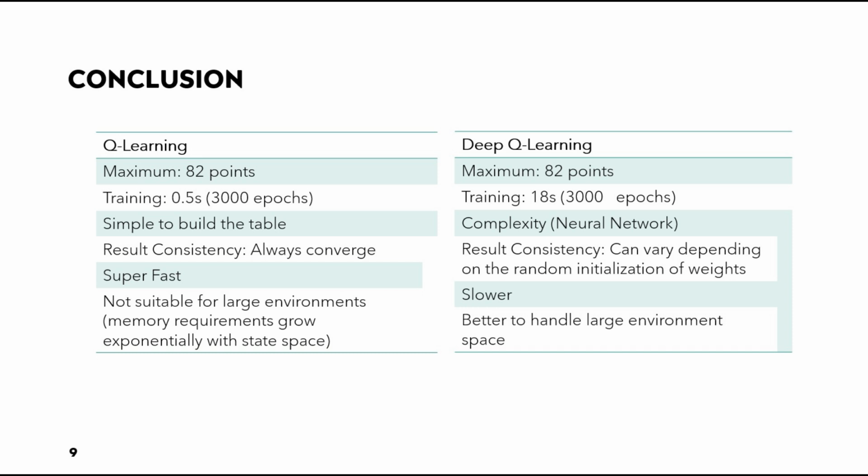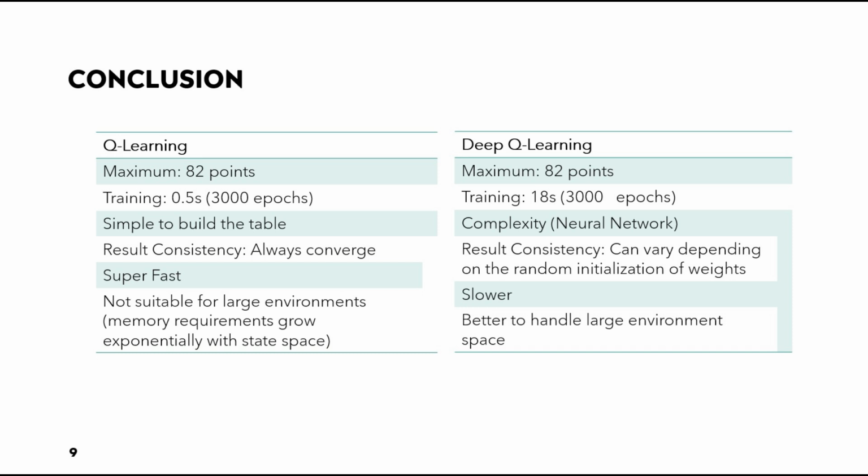To summarize, Q-learning and deep Q-learning both achieve similar performance in our game, with a maximum score of 82 points. However, they differ in complexity and scalability. Q-learning is simple, fast, and consistent, but it is limited to small environments due to its reliance on the Q table, which grows exponentially with the state space.